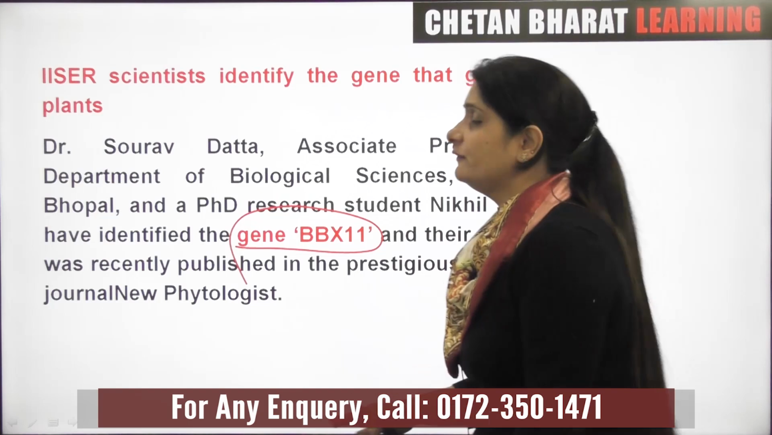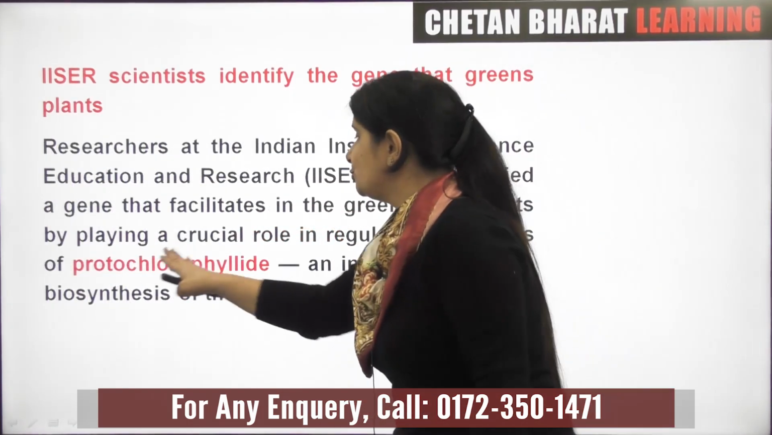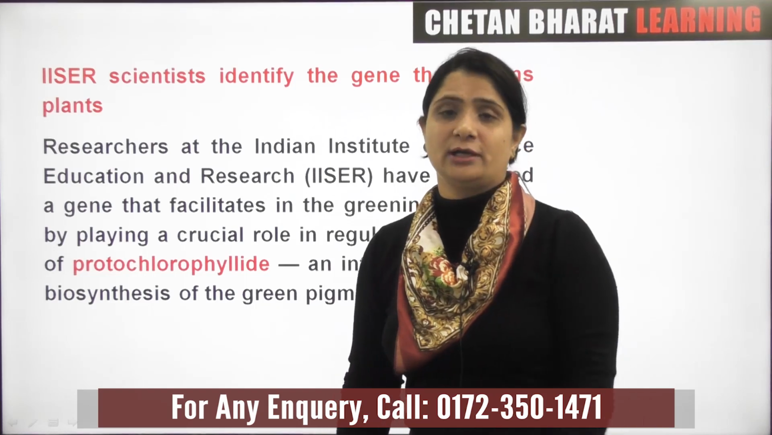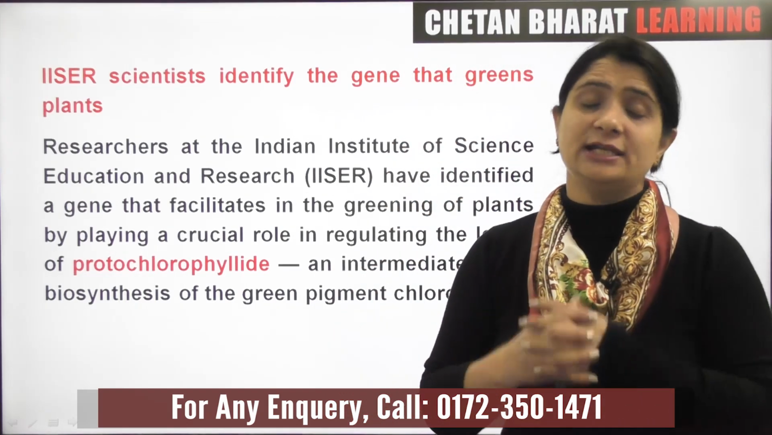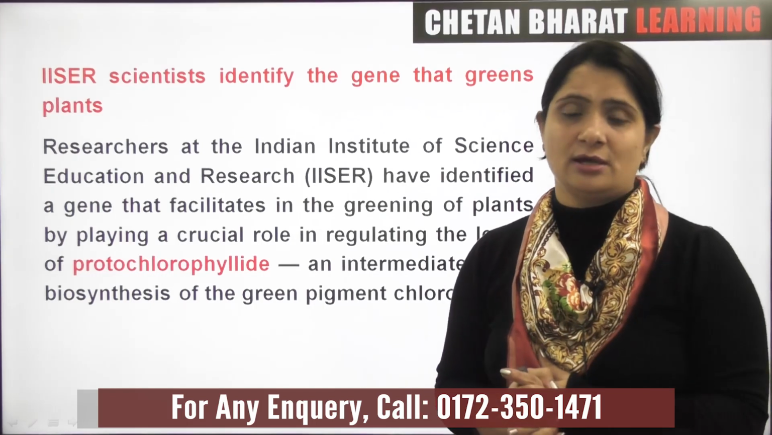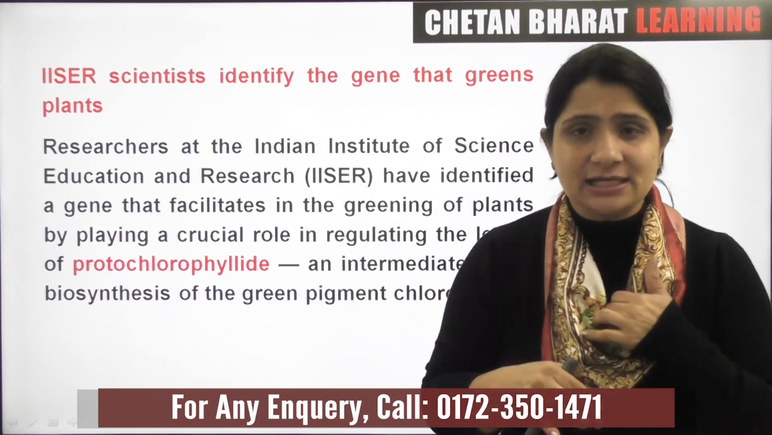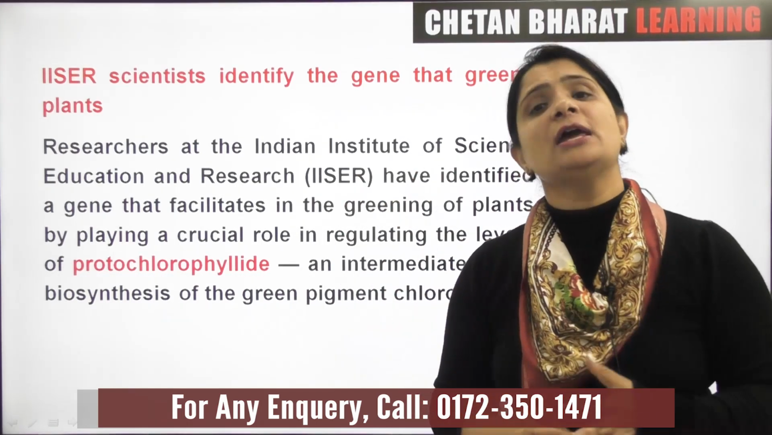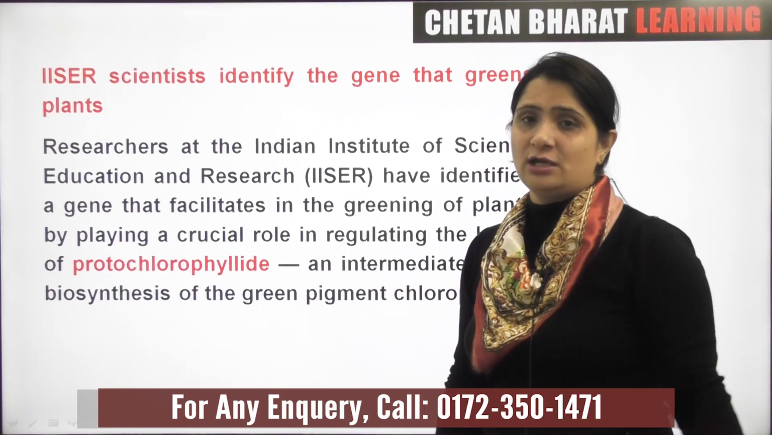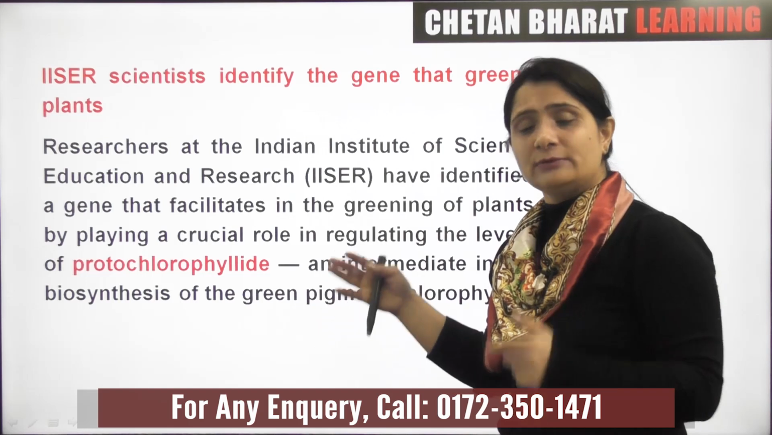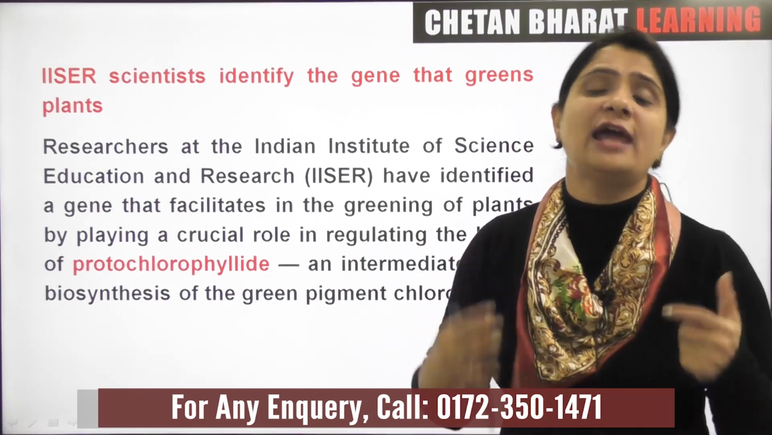The level of this precursor protochlorophyllide is very important, because if it is more in amount, it leads to photo bleaching. And if it is less in amount, it would not be in an adequate amount to ensure the formation of chlorophyll. And how will the detection of this very gene help?